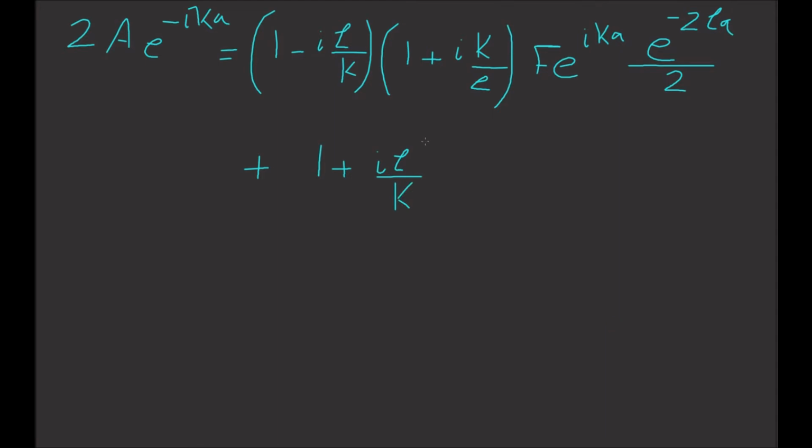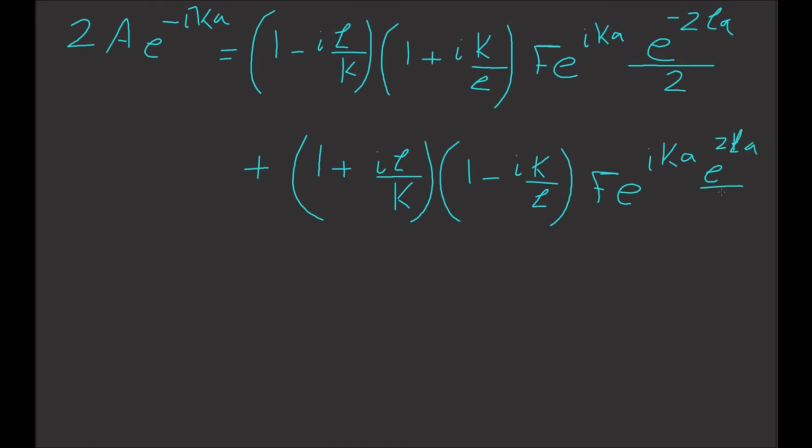This is the d part, right? Times 1 minus I times k divided by l times f e to the I k a times e to the 2 l a over 2.